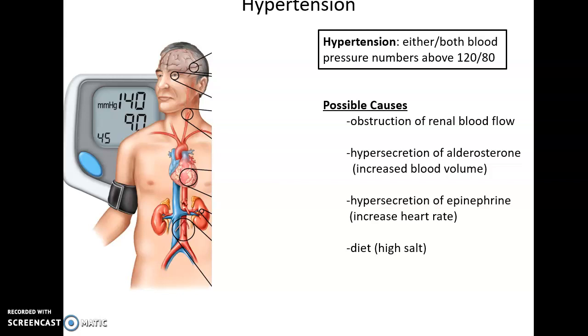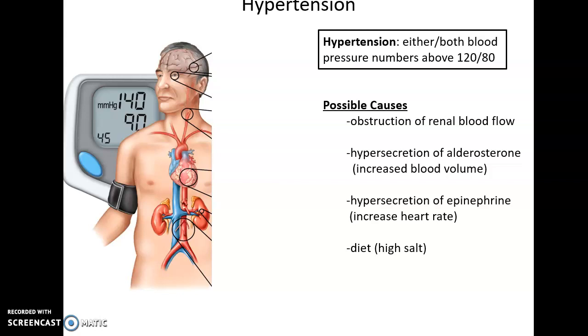Things that can cause hypertension: obstruction to renal blood flow. That's obstruction to blood flow in or to the kidneys. Kidneys are very important in maintaining the proper composition of blood. So anything affecting them can affect overall blood conditions. Also could be hypersecretion of aldosterone, so too much of this hormone being produced, leading to an increase in blood volume. Blood volume increases, then blood pressure would increase.